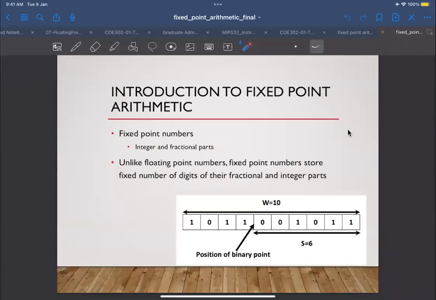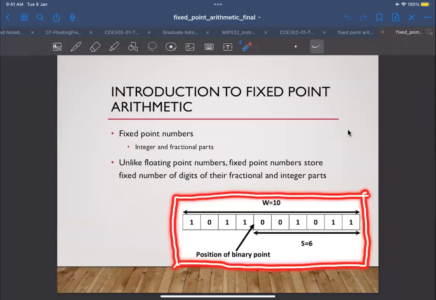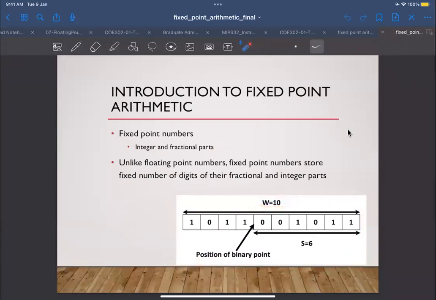Anyway, at the bottom of the slide you can see an example of a fixed point number that is characterized by the width W and the scale S. The scale tells you how many fractional bits the number has, and the width tells you the total number of bits the number has. This tells you exactly where the binary point is fixed, and this is why these numbers are called fixed point: once you choose your scale parameter and width, you know exactly where your binary point is. So we have an imaginary binary point here. This is the fraction, and this is the integer for this example.